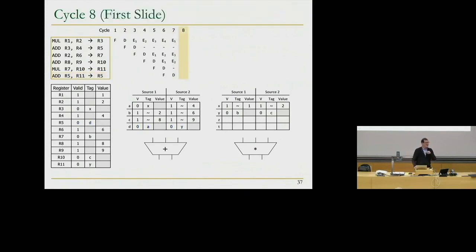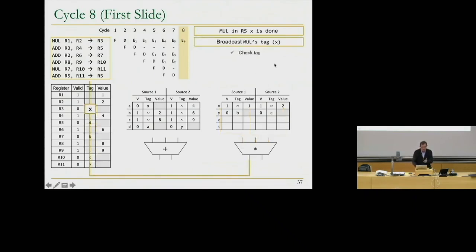So cycle 8 is an interesting cycle, so we're going to spend a little bit of time on this. This is the first slide, that's why. So what's happening in cycle 8? So multiply in RSX, reservation station X, is done actually, because this is the last cycle. And we're going to send the value out. We're assuming that in the last cycle of execution, you can send the value out in this case through bypass.